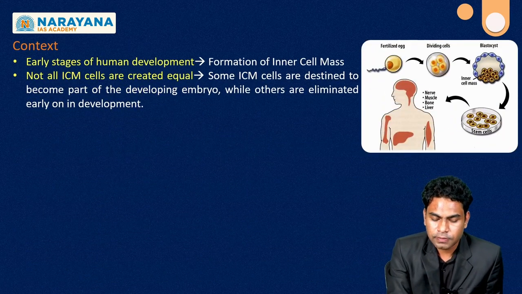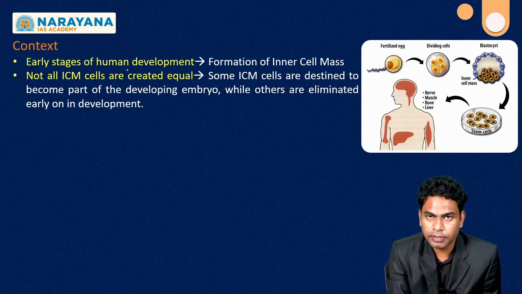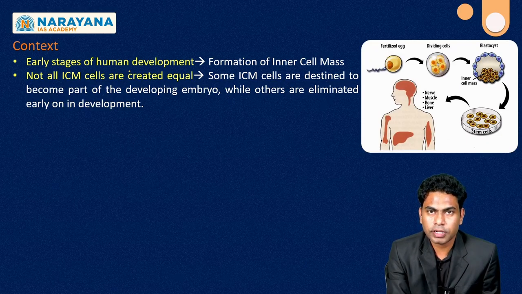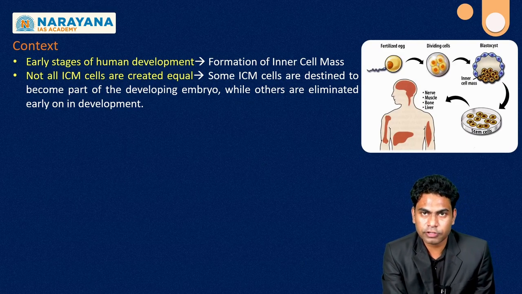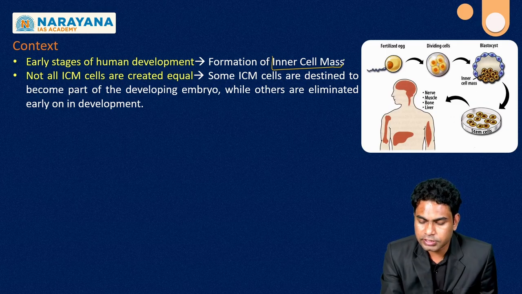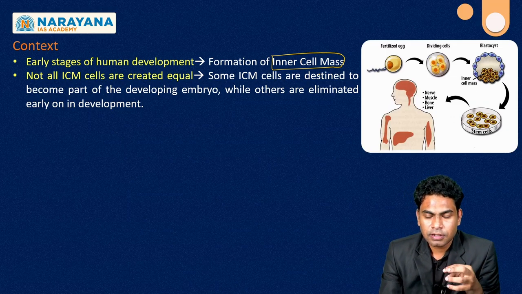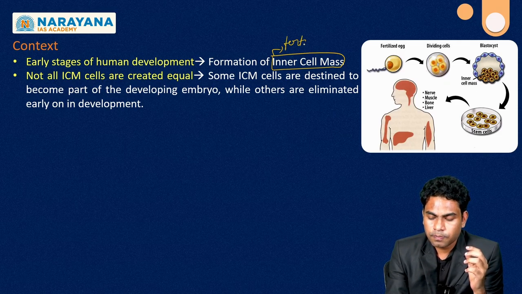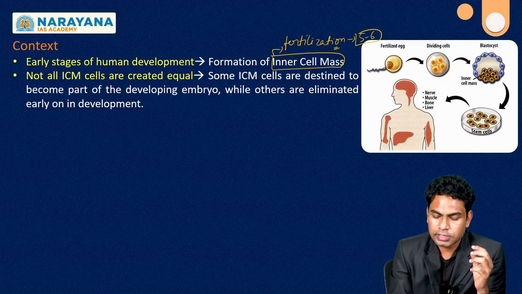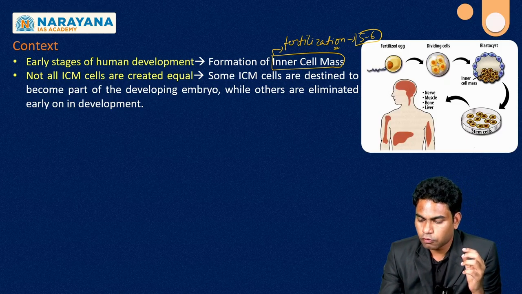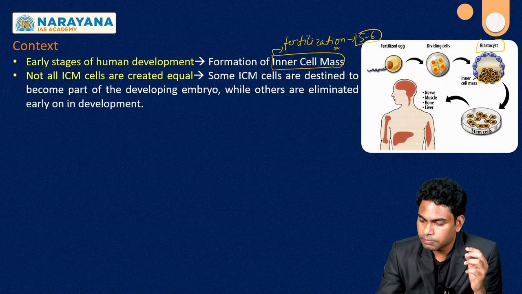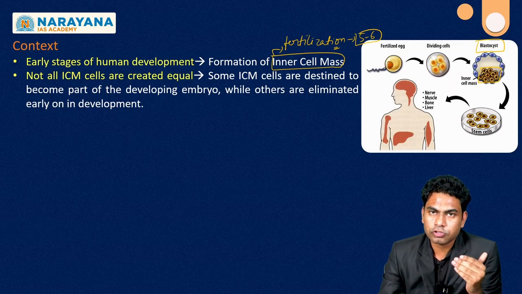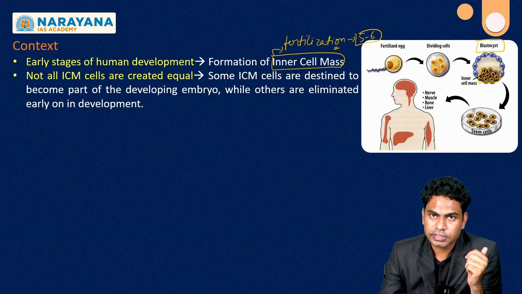The context of the topic is we are going to learn about embryonic development, where HERVH, that is human endogenous retrovirus, plays a crucial role in a defense mechanism. Firstly, we need to learn what inner cell mass is. Inner cell mass is found in the human embryo, where after fertilization, within 5 to 6 days, a group of cells, that is the inner cell mass, is formed, and the stage is referred to as the blastocyst. And this inner cell mass is nothing but a group of pluripotent cells. We are going to see about this inner cell mass in the subsequent slides.